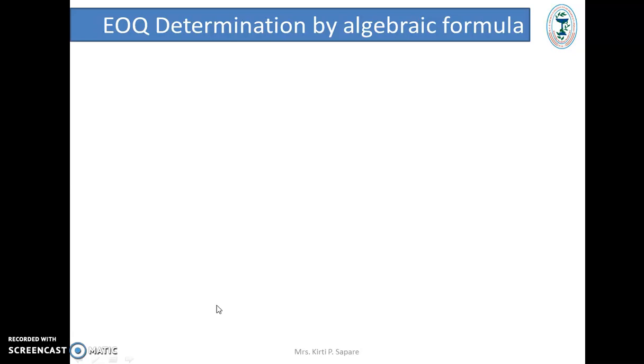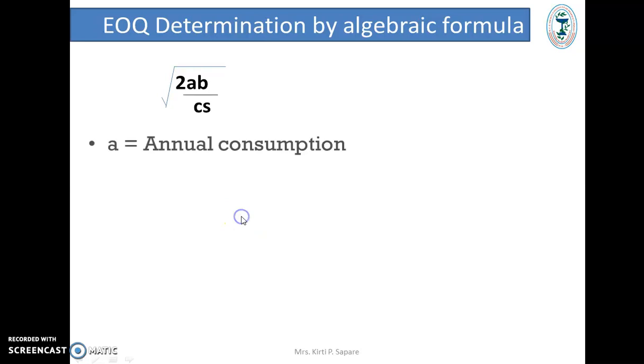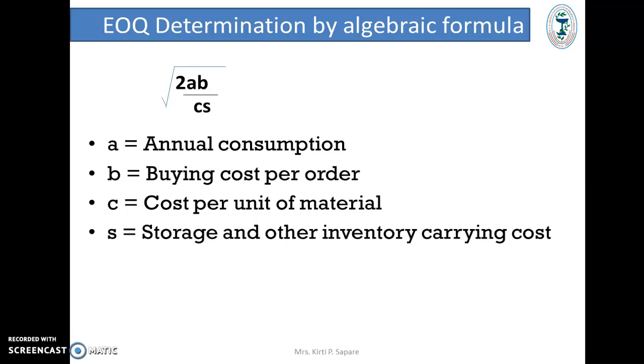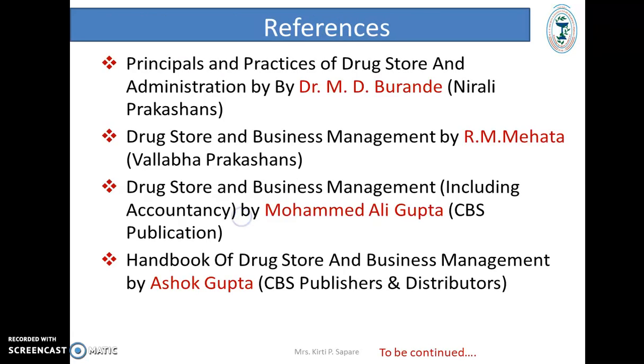Third method to calculate EOQ is an algebraic formula. EOQ can also be computed by using the formula, square root of 2AB divided by CS, where A is annual consumption, B is buying cost per order, C is cost per unit of material, and S is storage and other inventory carrying cost.